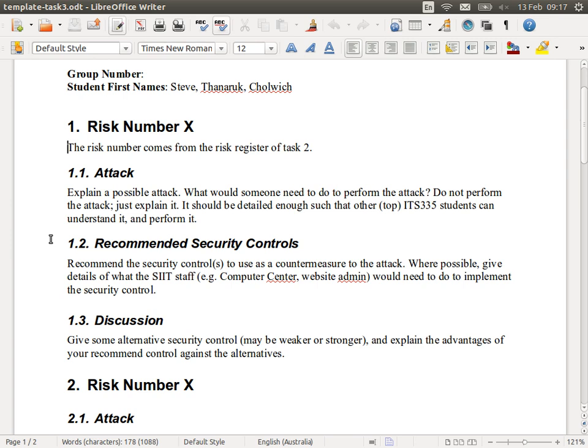If there are multiple attacks, I think your question is, focus on just one. Okay, for each risk, one attack. Say one way you could take advantage of this vulnerability. That's all. So one attack, one recommended control, or the way that you recommend, but maybe some discussion, okay, there may be some other approaches, but they may be more costly or not as secure, or they may be more inconvenient for the user. Okay. Answer your question?